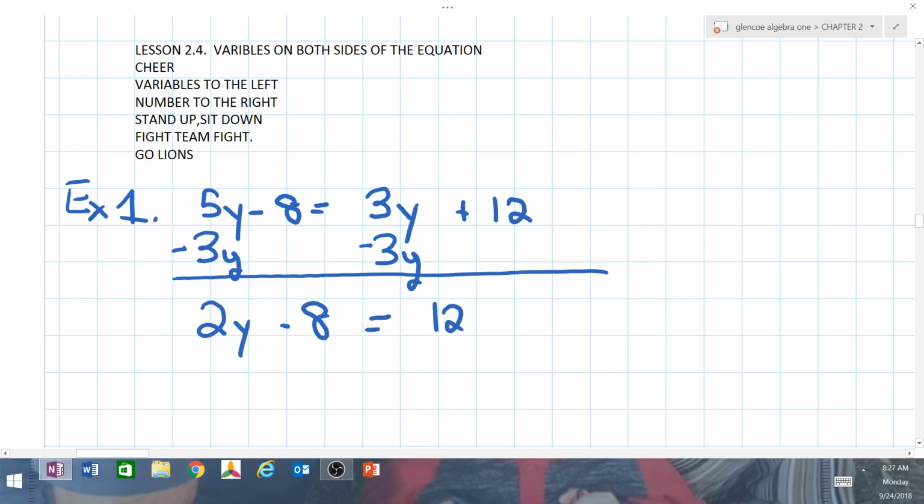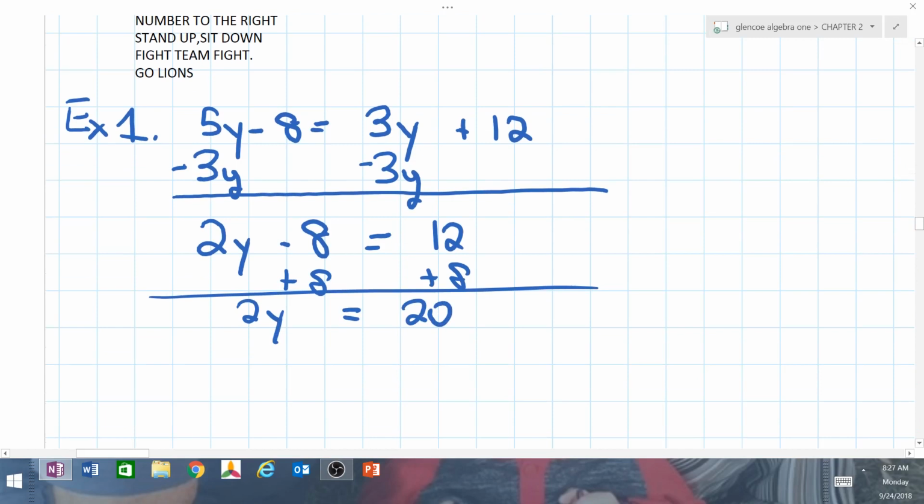What should I do next? Who knows? Yes, right here in the back. Add 8 to both sides. And I get 2y equals 20. Who can solve it from there? Y equals 10. Divide each side by 2. Y equals 10. Does anybody have a good suggestion? What should I do at this point? Yes, right here. Check your work.